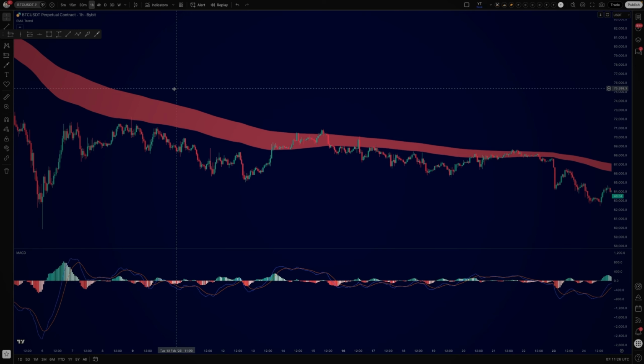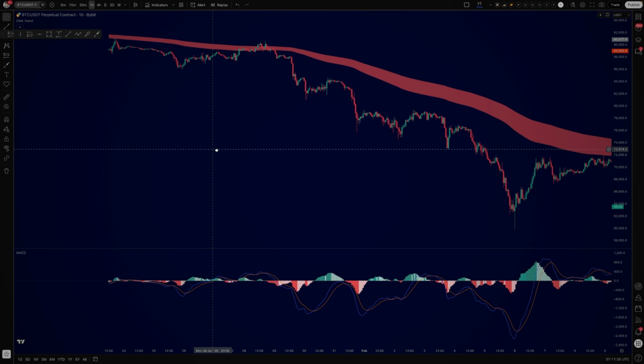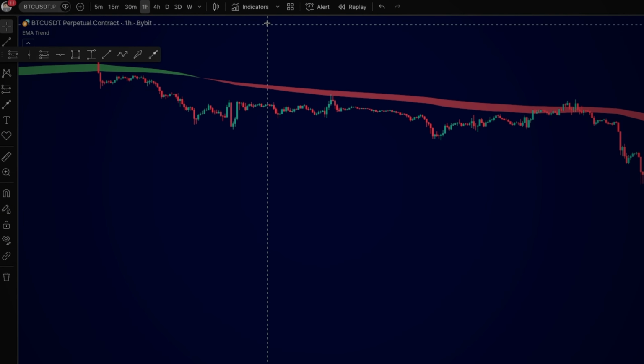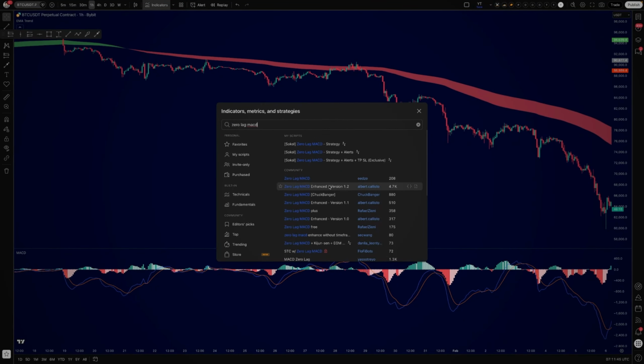At the beginning of the video, I said I'd show you an improved version of the MACD that gives signals earlier than the classic one. Meet the Zero Lag MACD by Albert Callista. What makes it special? The name speaks for itself. This is a MACD with zero lag. Thanks to special mathematical data processing, this indicator reacts to price changes much faster.